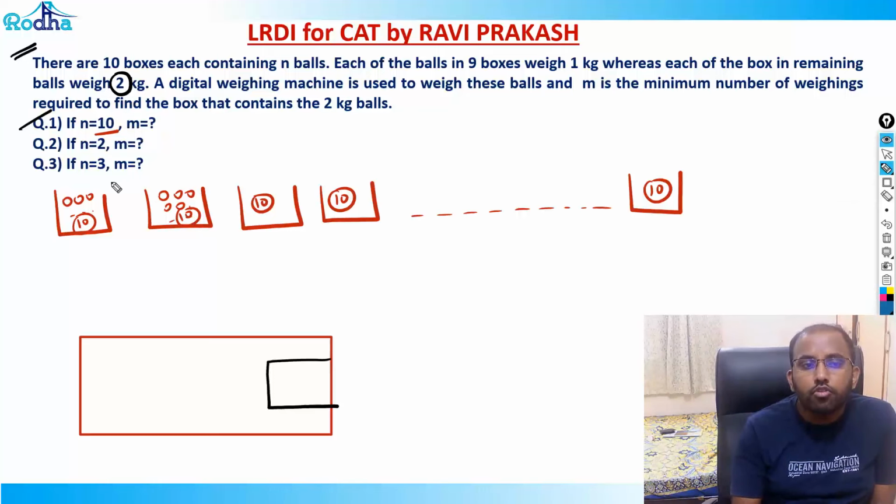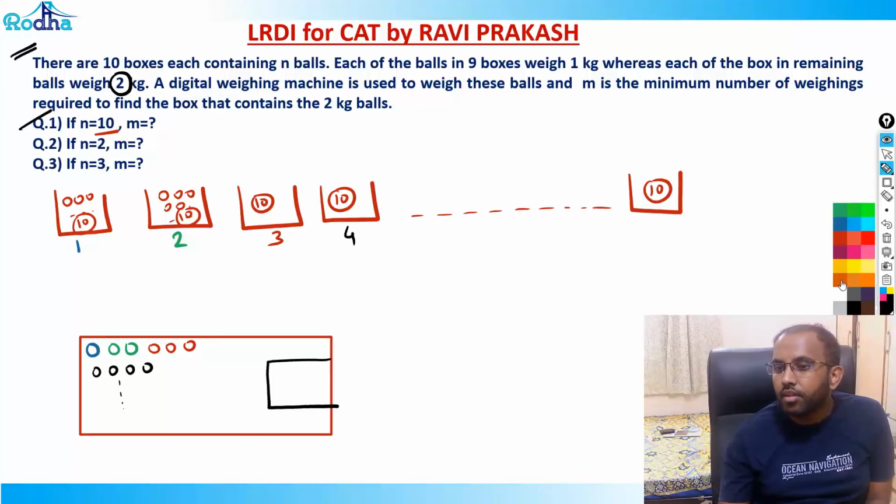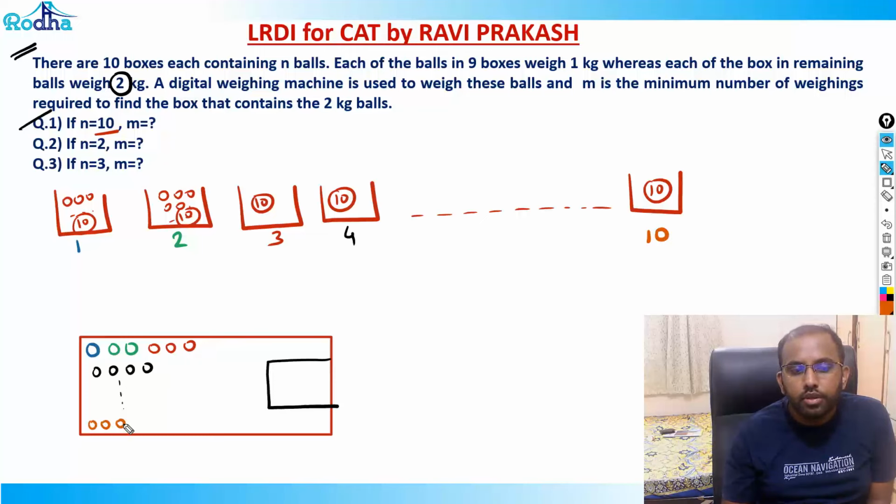The logic goes like this. From the first bag, I'll pick 1 ball. From the second bag, I'll pick 2 balls. From the third bag, I'll pick 3 balls. From the fourth bag, I'll pick 4 balls. Like this it goes on, and from the 10th box, I'll pick 10 balls.